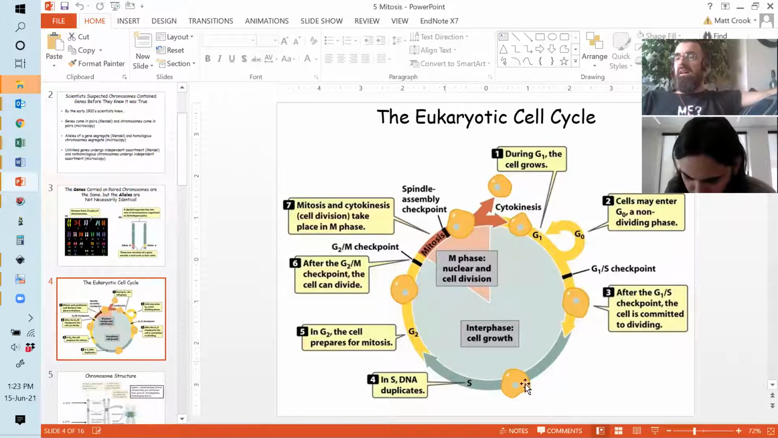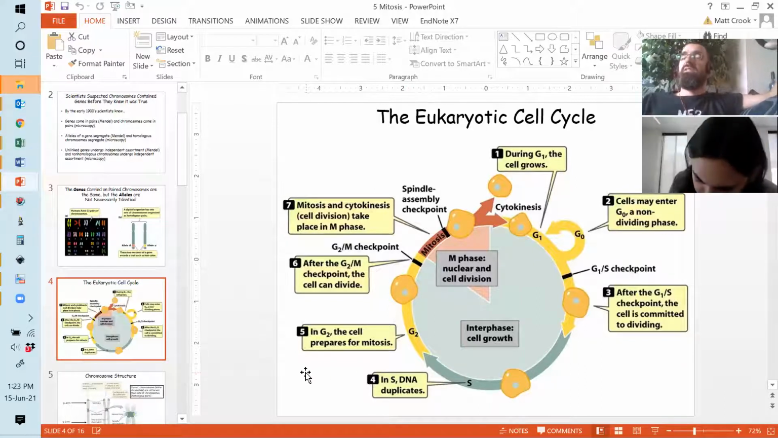That's in S phase or synthesis phase. And in G2 phase, you're going to prepare the cell for mitosis by generating all the stuff needed for the M phase.